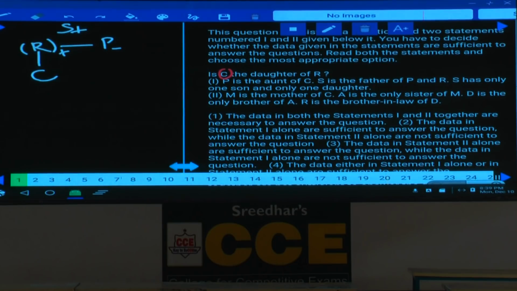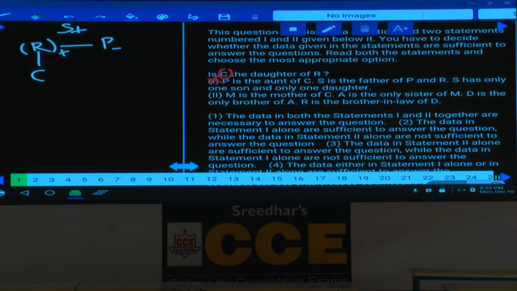C is the child of R. The gender of this C is not known, whether C is male or female. If C is a male, C is the son, or if C is a female, the daughter, isn't it? Hence the gender of C is not known, so statement one alone is not sufficient.